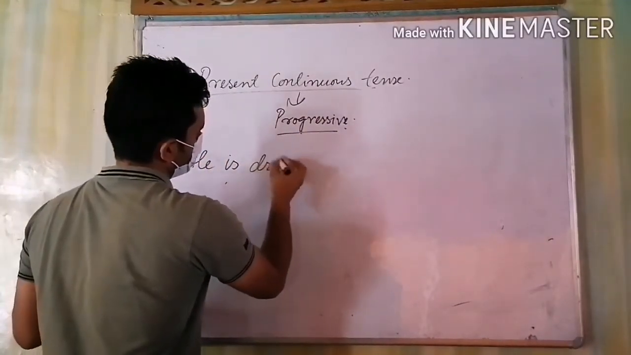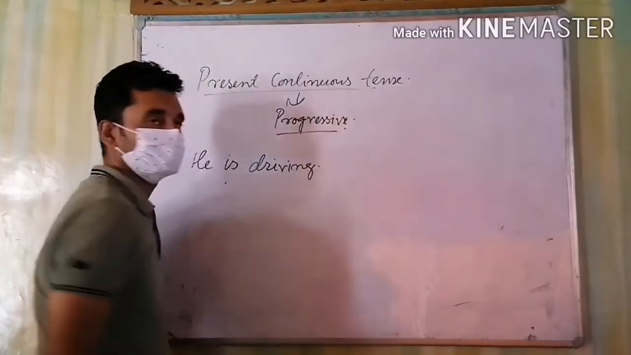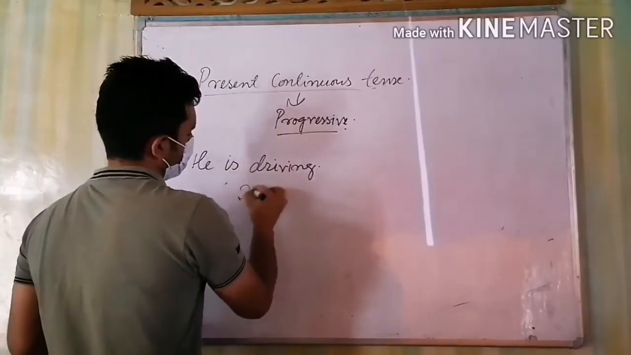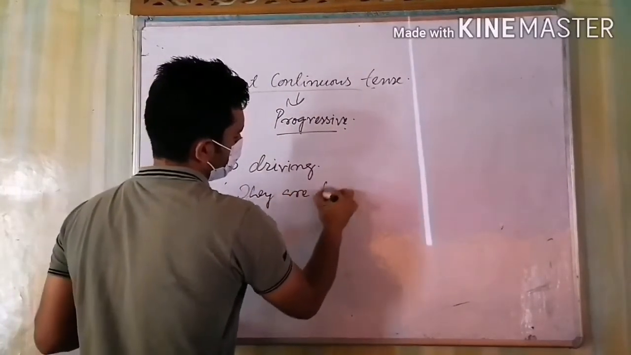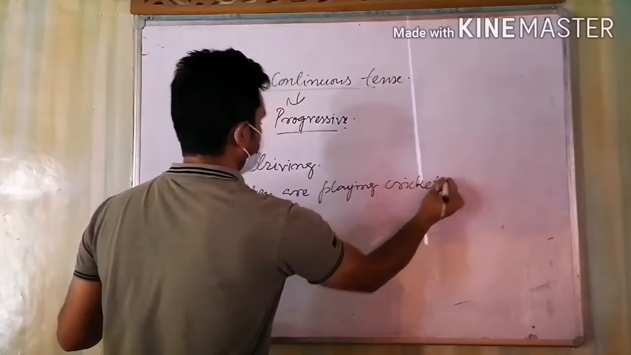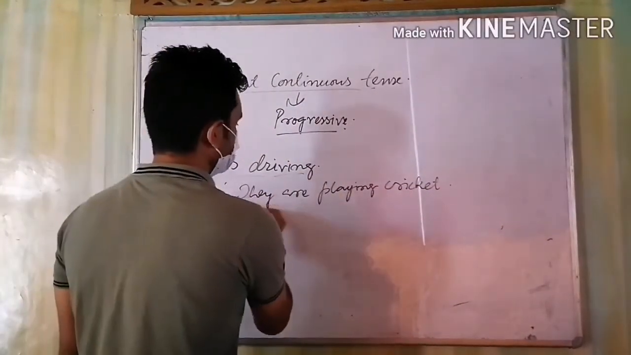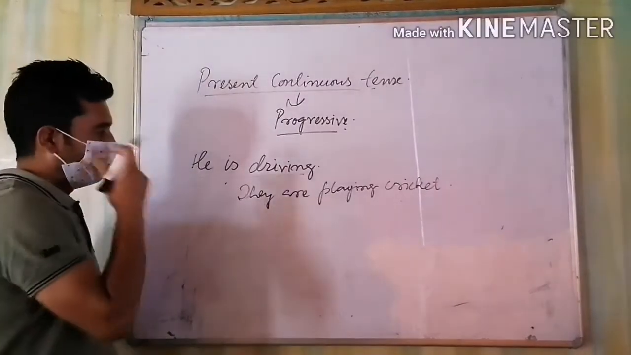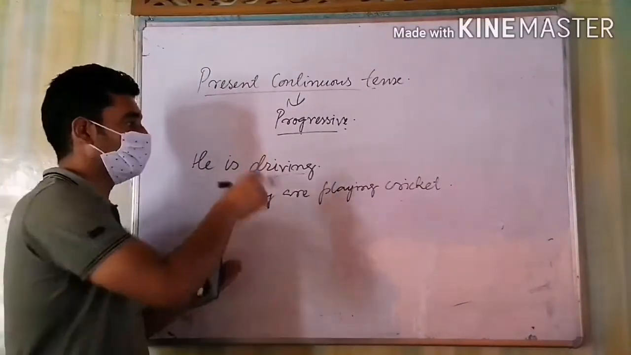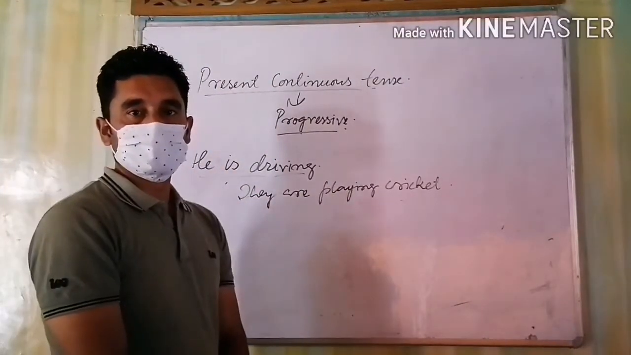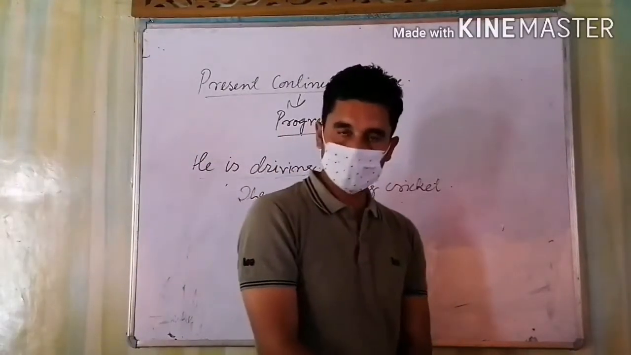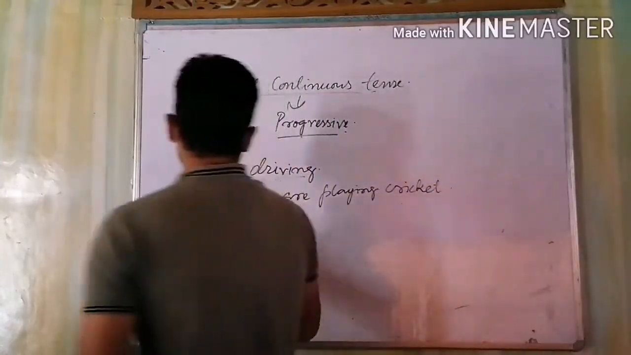He is driving. They are playing cricket. In both the sentences, he is driving, they are playing cricket, you see, the actions are happening actually at the time of speaking. So present continuous tense includes all those actions that are continuous at present time. So let's go to the structure.